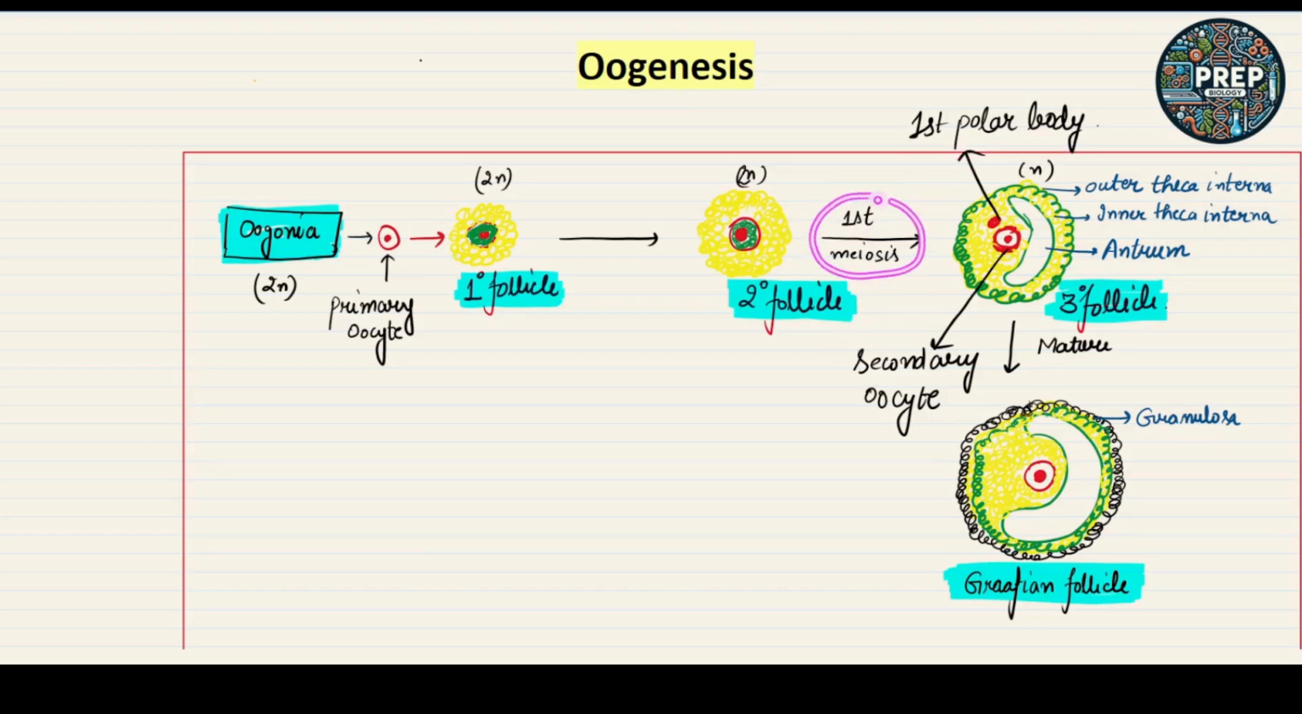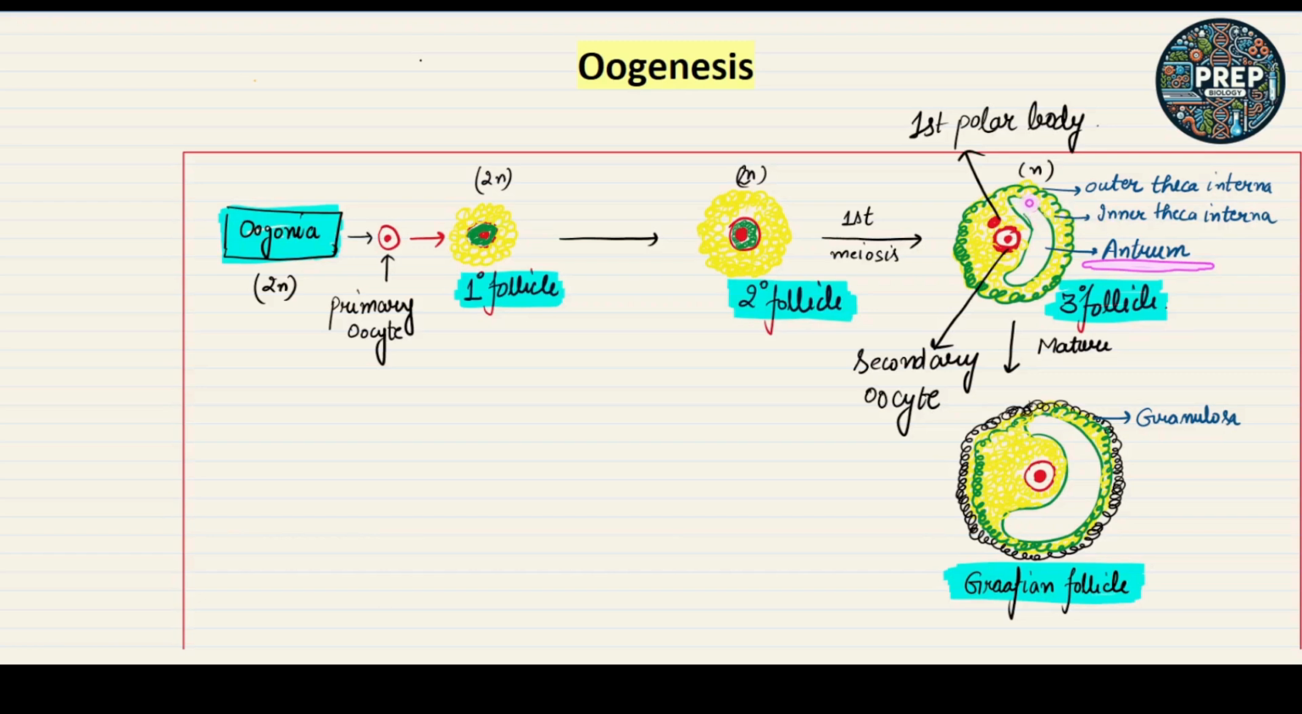Now, when the meiosis takes place, it is the reductional division, so the 2n will convert into n. Okay, so it is haploid in nature. I hope this is clear to you all. Now, in the tertiary follicle, a fluid-filled cavity is formed in the body that is called the antrum.